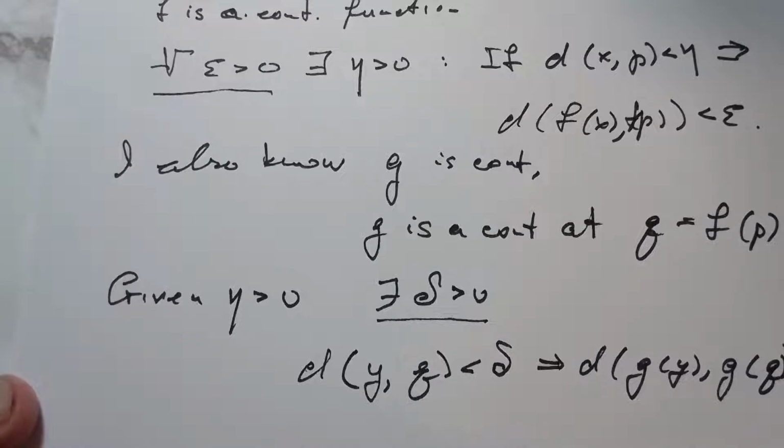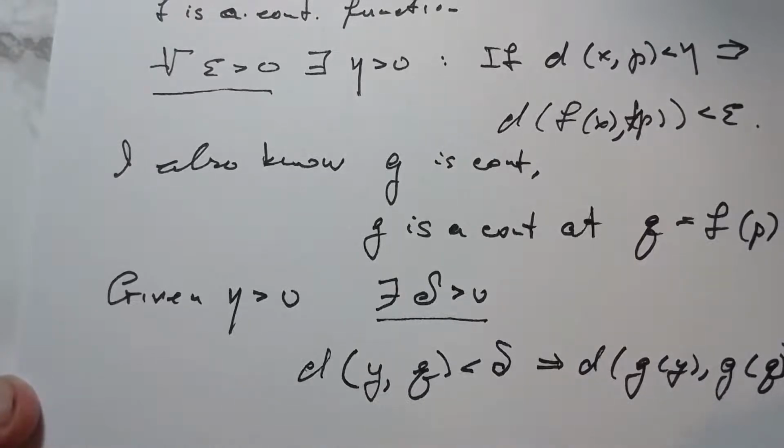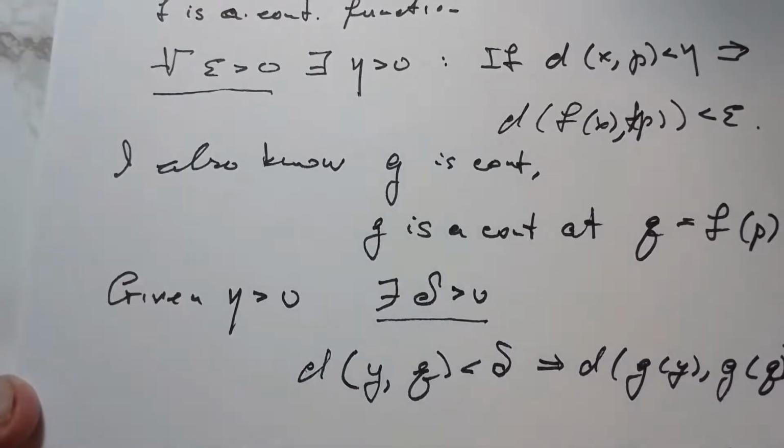is that if x, remember y is equal to g of x, so if the distance from x to p is less than delta, then this implies that the distance from g of f of x to g of f of p is less than epsilon, and that implies that the composition of two continuous functions is continuous.